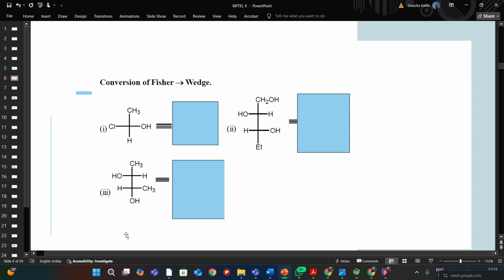We have another question here where Fisher projections of a few organic molecules are given, and we have been asked to draw the wedge diagrams of these organic molecules. Okay, so let us solve one by one.